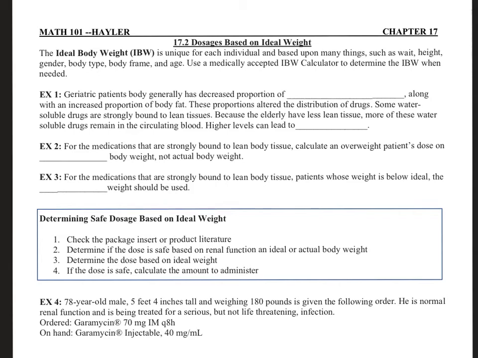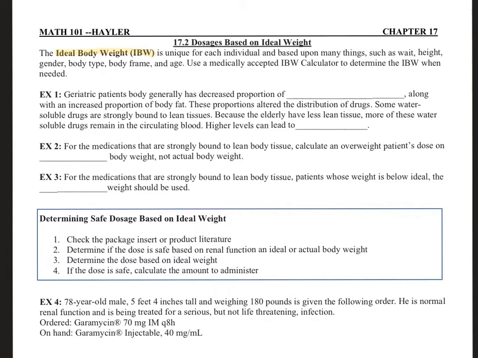Alright, welcome to Chapter 17, 17.2, Dosages based on ideal weight. So the ideal body weight, IBW, is unique for each individual and based upon many things such as weight, height, gender, body type, body frame, and age. Use a medically accepted IBW calculator to determine the IBW when needed.